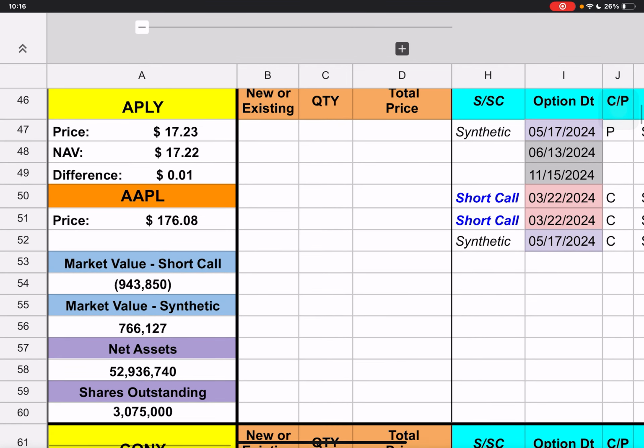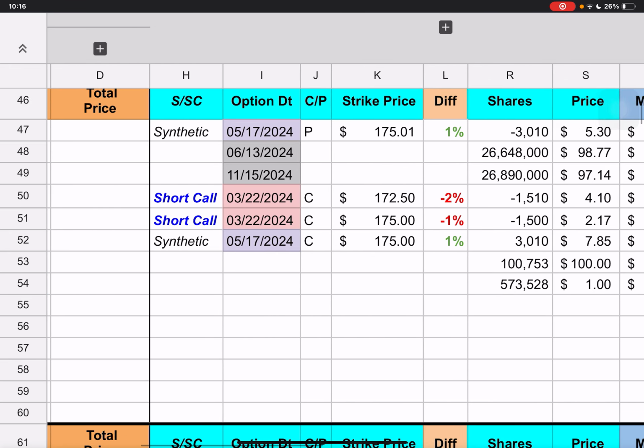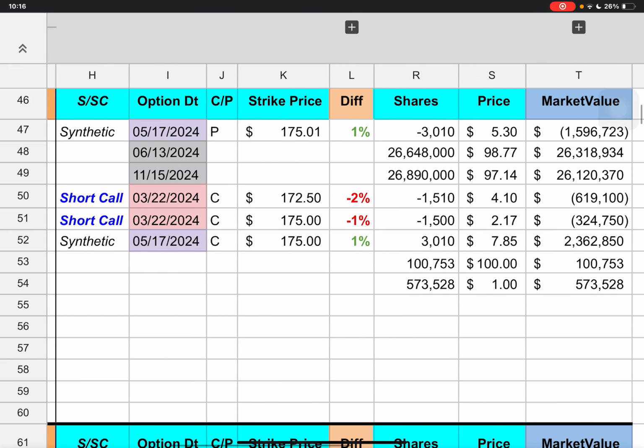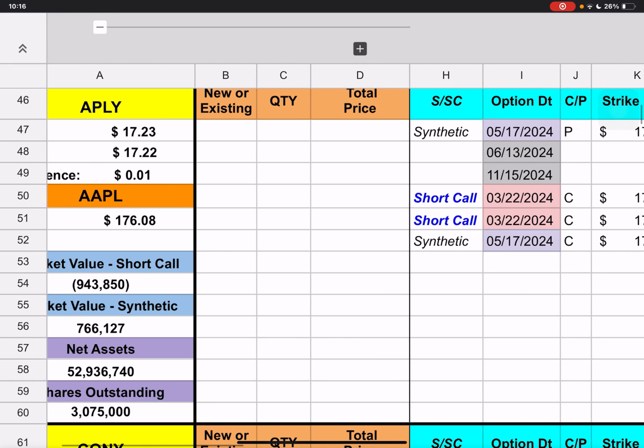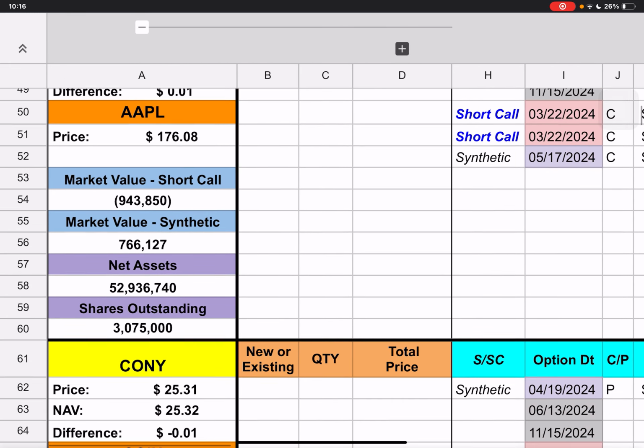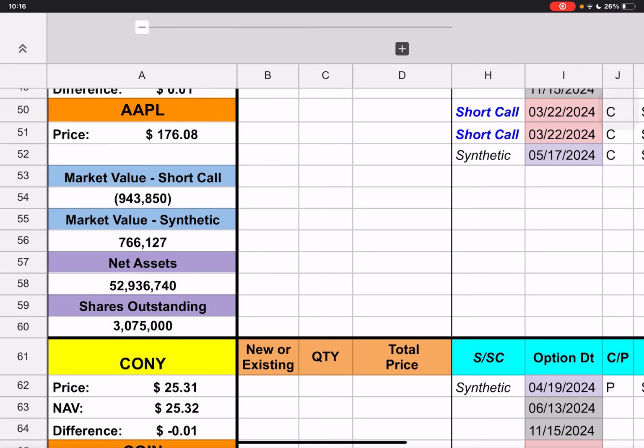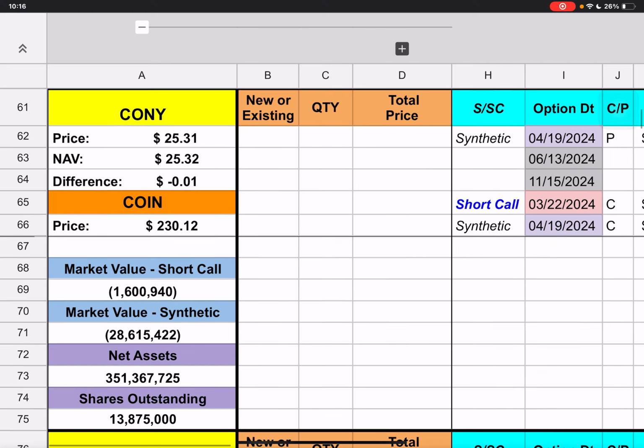So we have Apple. Apple closed at 17.23, Apple closed at 176.08. We had no trades for these. We have two short calls that expire Friday with the strike prices of 172.50 and 175. We are currently 1% and 2% below those. And then we are green on our synthetics, so those look okay. And you can see over here the short call and the synthetic value. Yeah, because we were below our synthetic short call, sorry. All right, so we move on down to Coney.